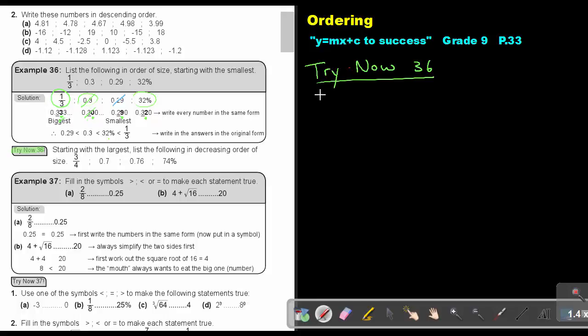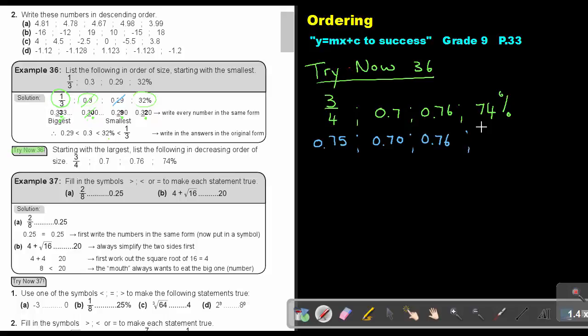Let's first write it down as it stands there. So it's 3/4, 0.7, 0.76, and 74%. Now if I look at this, I will first get it in the same form. So let's make it decimals. In the same form, this will be 0.75. This will be 0.7, remember, you can put a 0. This will be 0.76. And if you divide by 100, 0.74.